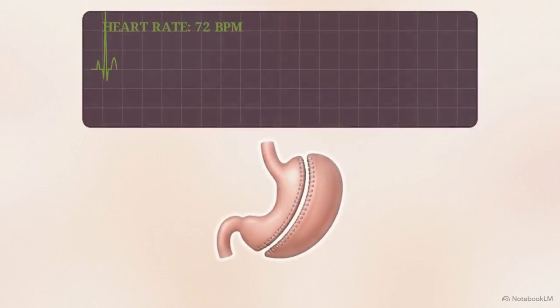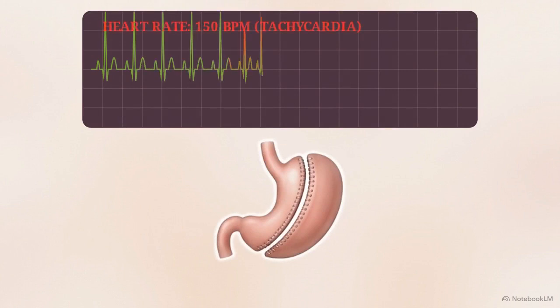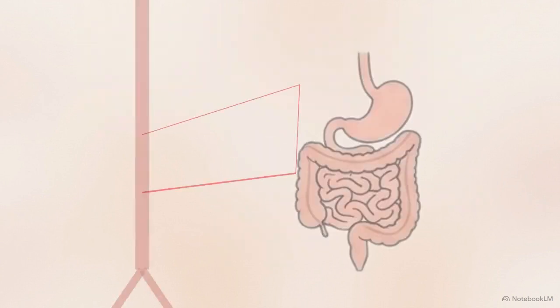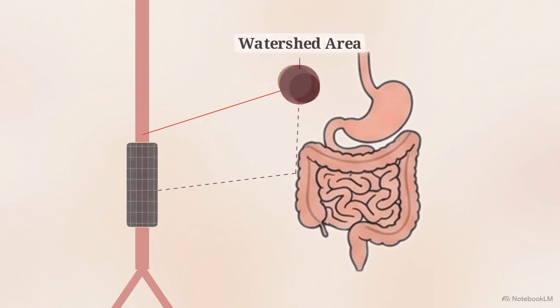Postoperative vascular complications are stealthy. Persistent, unexplained tachycardia in a patient recovering from a gastric bypass is an anastomotic leak until proven otherwise. A patient developing bloody diarrhea shortly after an aortic aneurysm repair is showing the classic signs of watershed ischemic colitis.